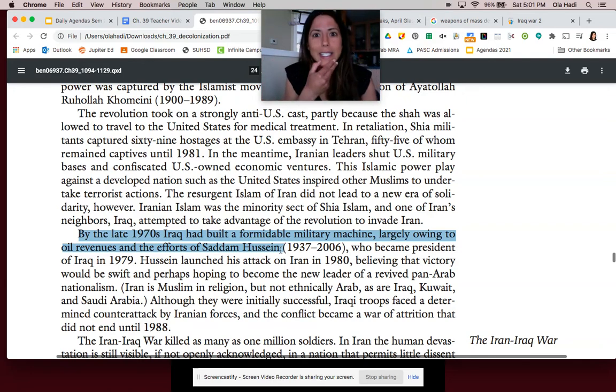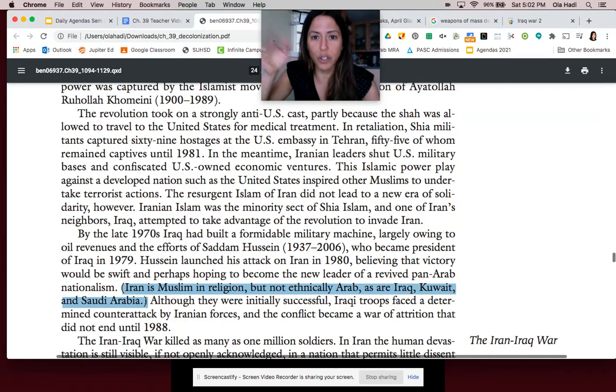So what he does is he takes advantage of the chaos that's taking place in Iran and decides to attack Iran, hoping it will be a swift war and would give Iraq access to Iranian oil supplies and enrich Iraq. Remember, Iran is not seen as being similar to Iraq because Iranians are, even though they're Muslim, Shia Muslim, and they're also a different quote-unquote race, right?